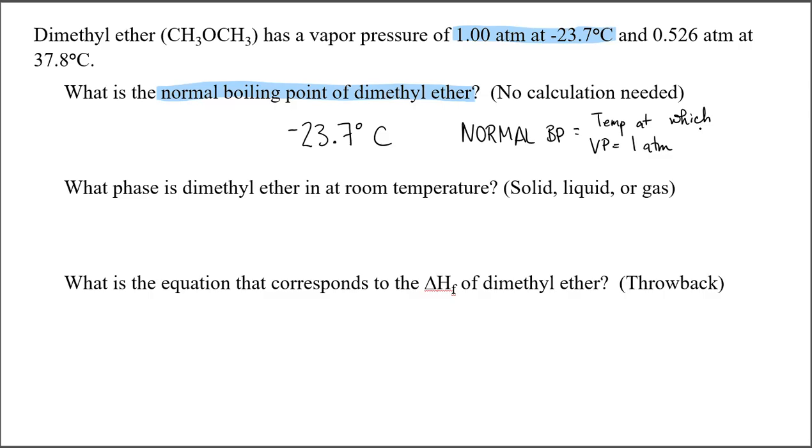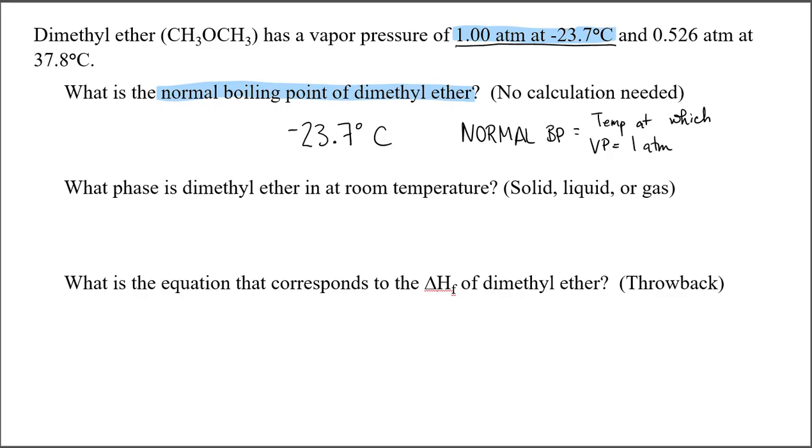As you go up in altitude, that changes boiling point. Normal boiling point assumes that you are at sea level. Sea level is 1 atmosphere of pressure pushing down on you. So the normal boiling point is the temperature at which the vapor pressure equals 1 atmosphere. So write in the question 1 atmosphere at negative 23.7 degrees Celsius.